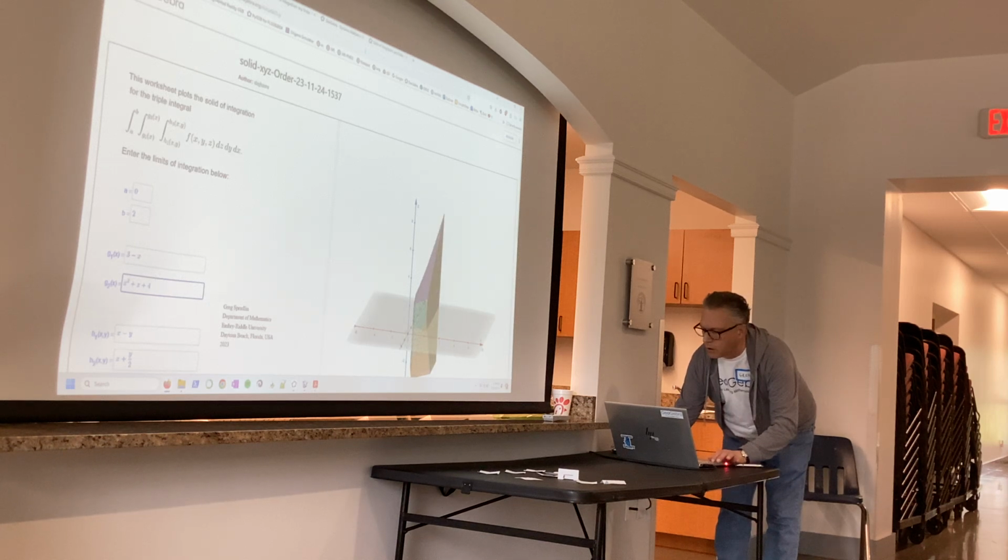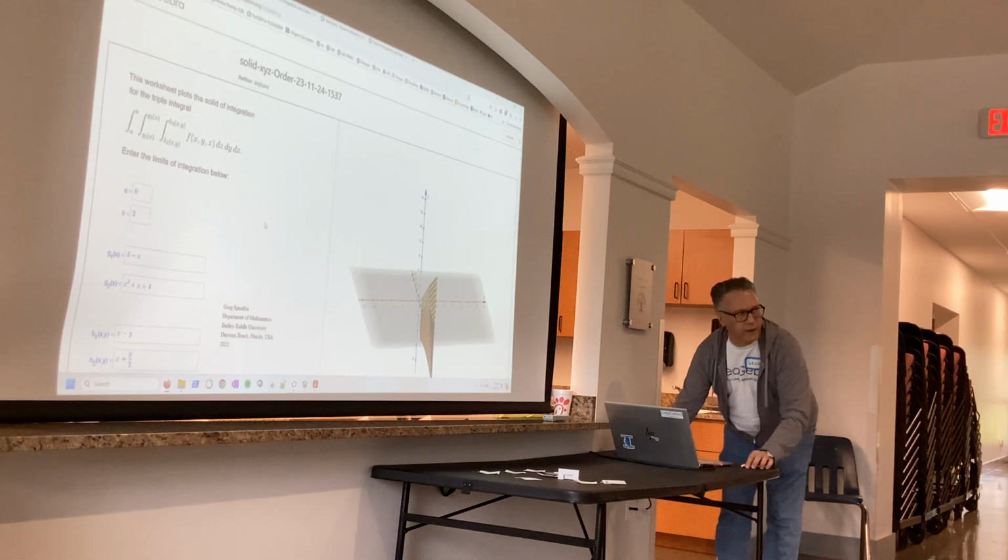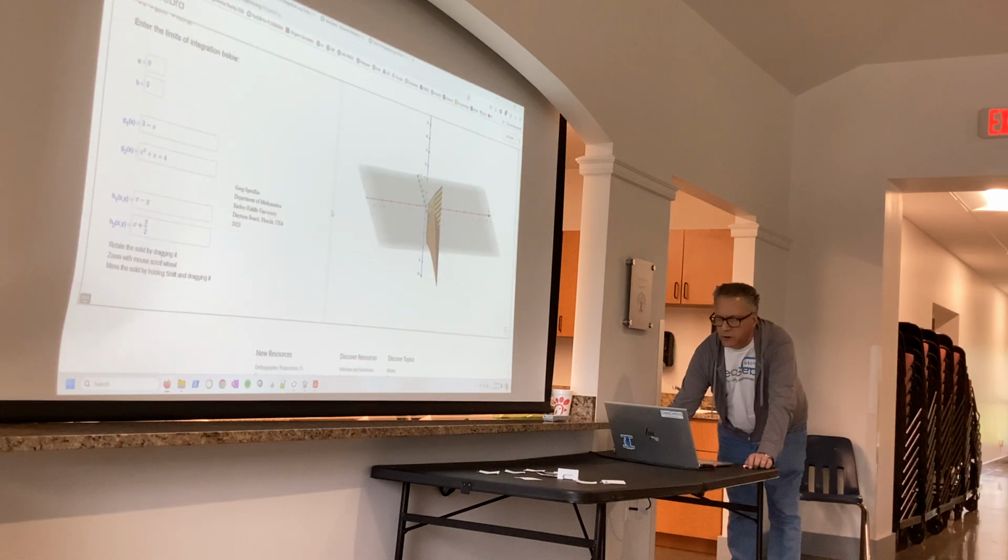Okay. Just want to make one of the functions nonlinear. So you get the idea. So this way the students would know what that solid looked like.